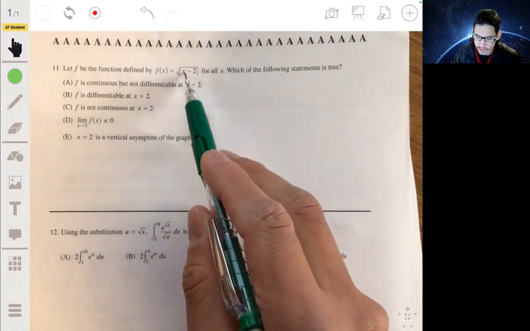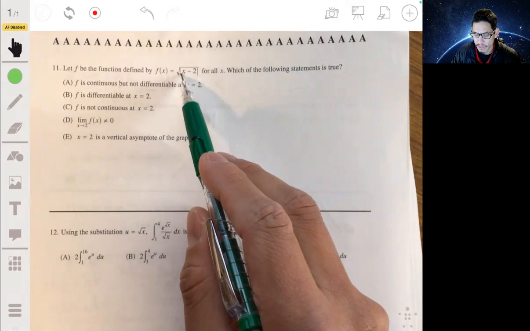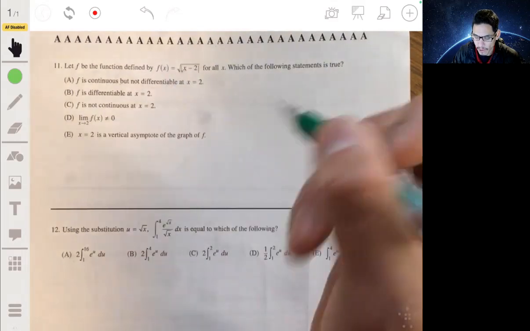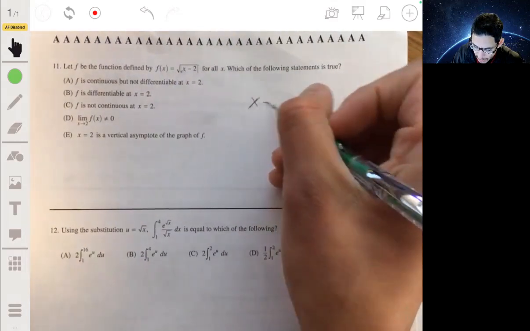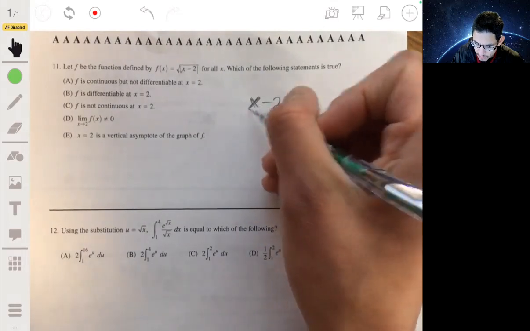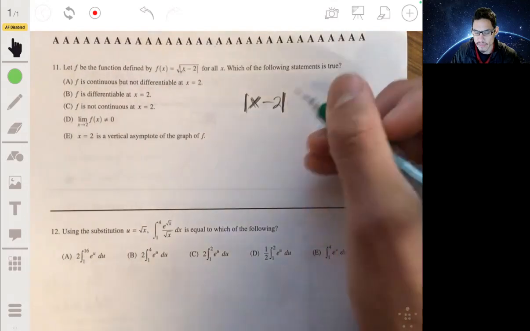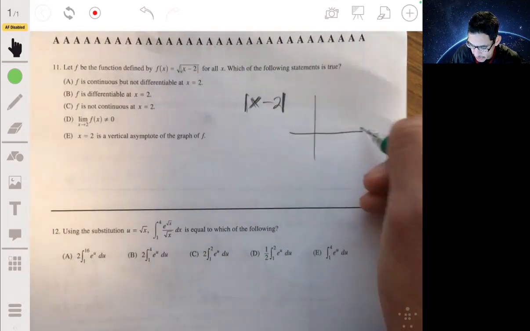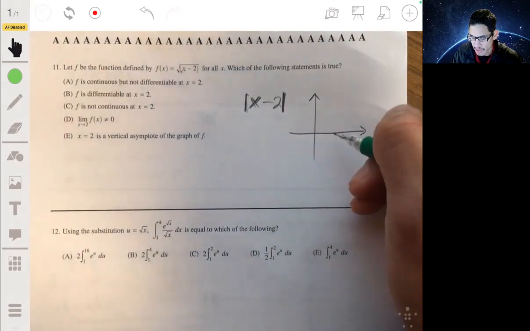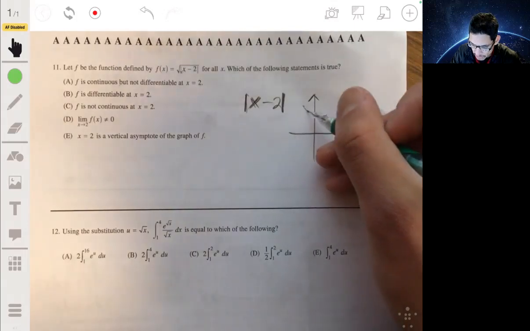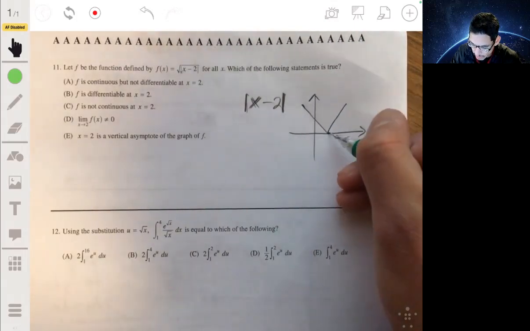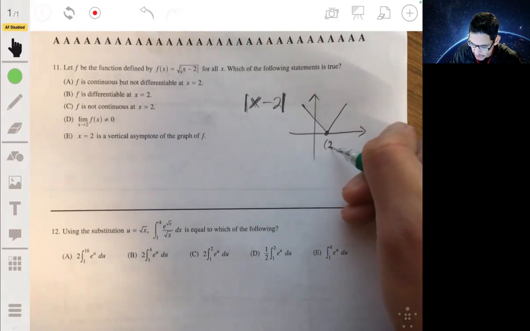So we have the square root function, and we're taking the square root of the absolute value of x minus 2. So what does this even mean? Let me just draw a sketch. Remember, the absolute value graph is a V shape, and has basically a vertex at (2, 0).